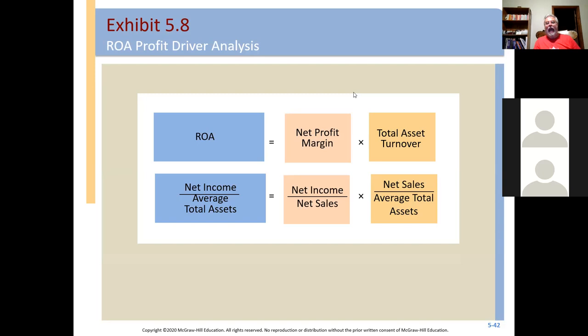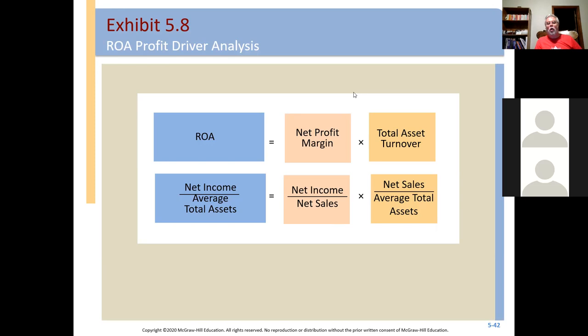And this becomes very handy when we want to do a dissection or an analysis. When we look at margin, we can break it down further, looking at margin as it relates to operating income to net sales or gross profit to net sales. For asset turnover, we can look at the average current assets and the average long-term assets. We can do a number of things that can help us understand how productive the assets are in earning income.